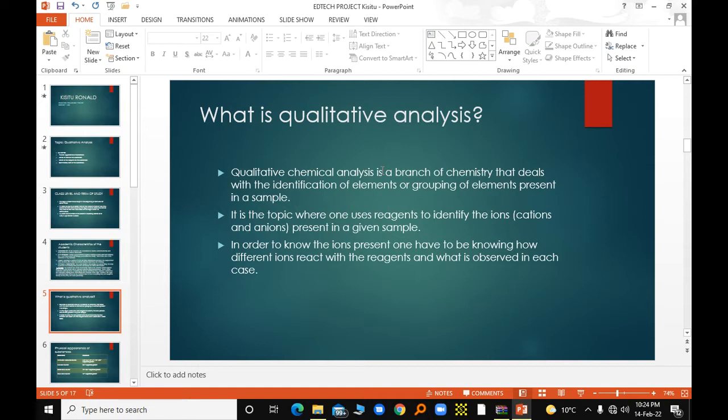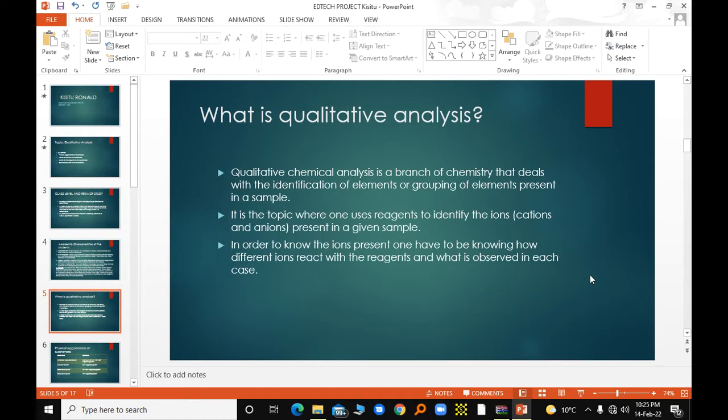In order to know the ions present, one will have to know how different ions react with the reagents and what is observed in each case. For example, within this topic, we are going to see how someone can give you a certain substance without letting you know what is within that substance.